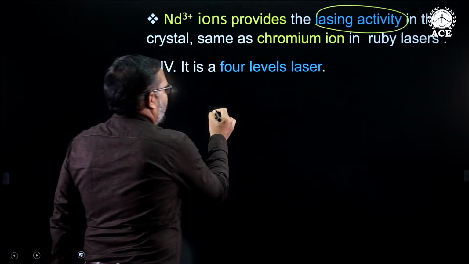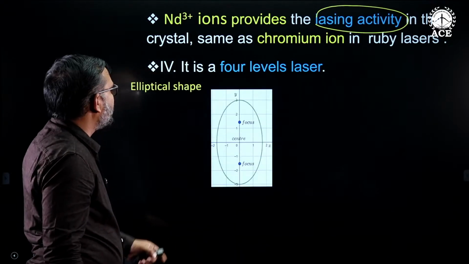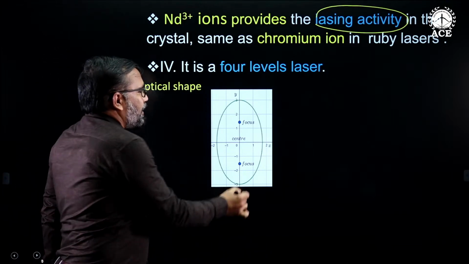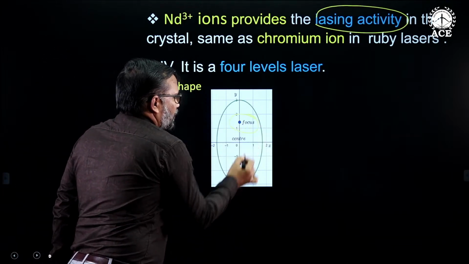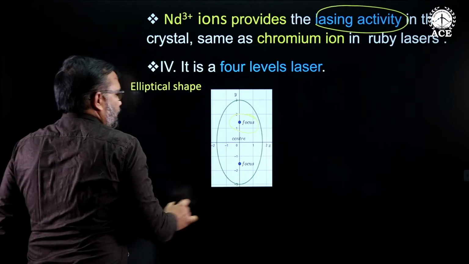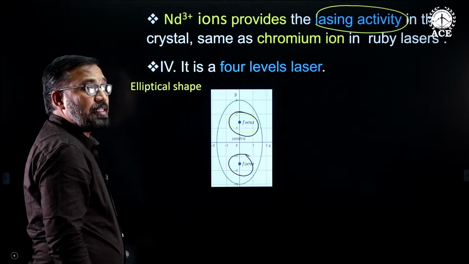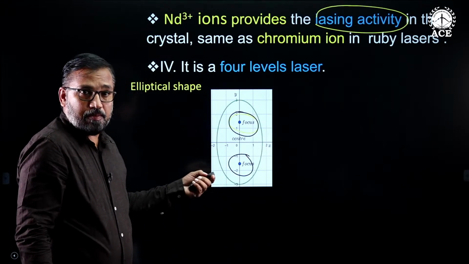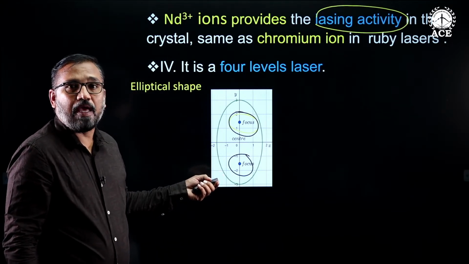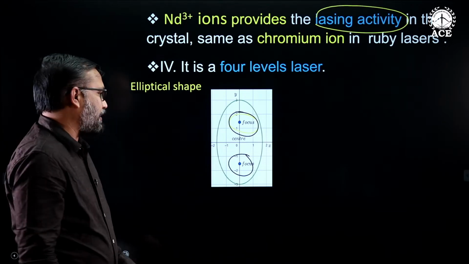First, we should have one elliptical shaped cavity. See here, what is this elliptical shape? How many focus points are there? Elliptical shape has one focus point and one more focus point. That is the importance of an elliptical shaped body. It will have 2 focus points.